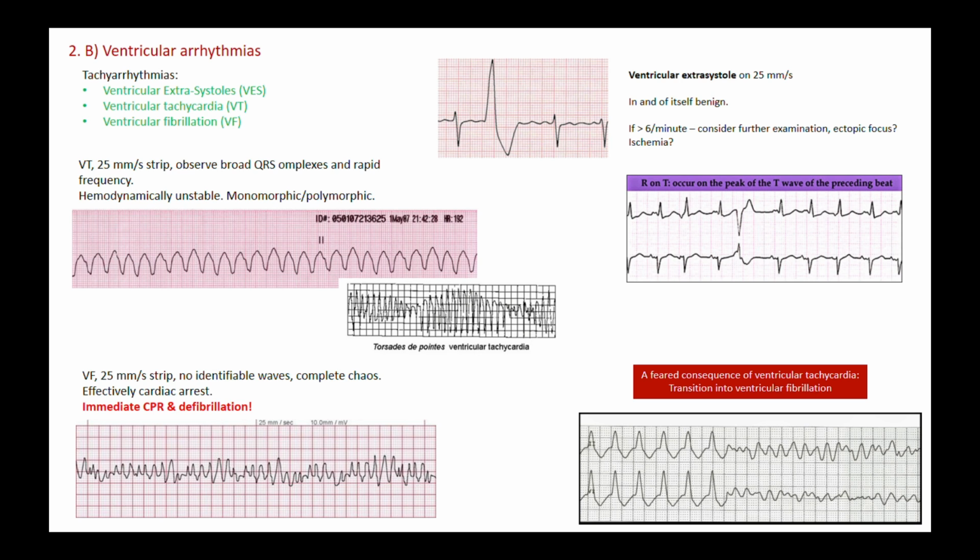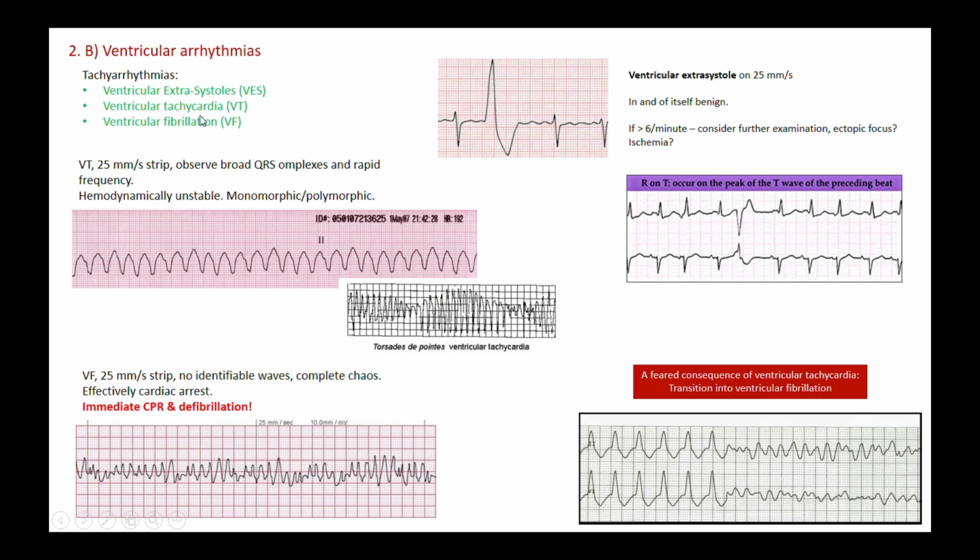Okay, and another thing before we leave the ventricular extra-systoles: remember an important concept we call R on T. This is when we have an R wave of a ventricular extra-systole which occurs on top of a T wave here, and this is described in literature as being more associated with potentially ischemia.